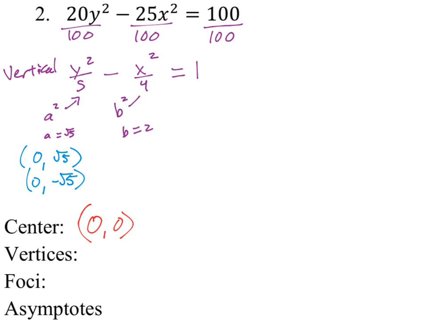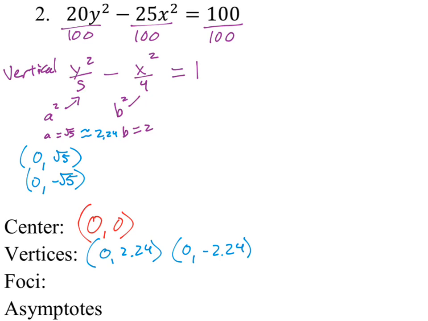All right, so you should get square root of 5 is about 2.24. And so our vertices are hanging out at 0, 2.24, and 0, negative 2.24. I'm okay if you round to the first decimal place or the second like I did. That's fine. Next we need to get the c value so we can get our foci.